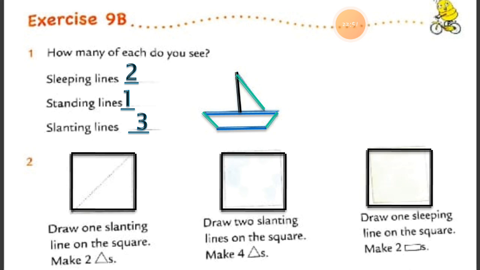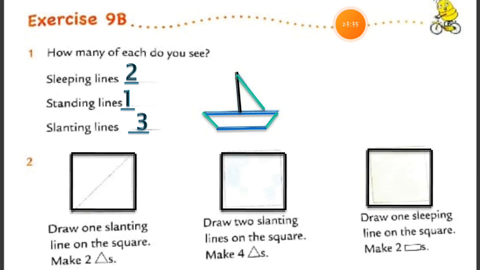Now let's go for the first square shape. Let's read the instruction first here. Draw 1 slanting line. What we have to draw? We have to follow the instruction that we have to draw 1 slanting line in this given square shape. By drawing the 1 slanting line, this square will convert into 2 triangles.